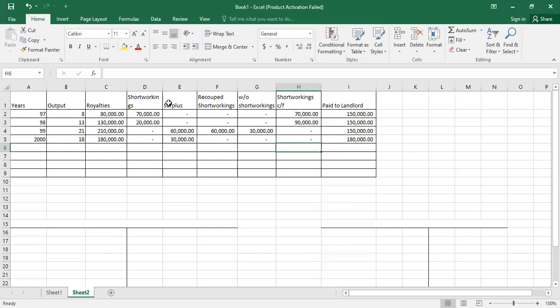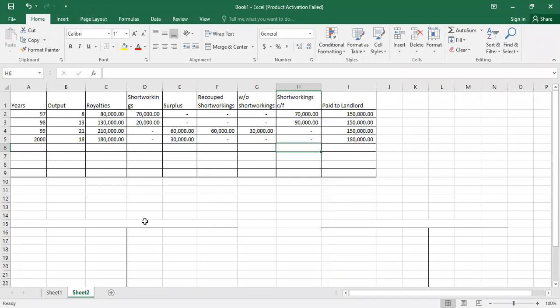So the amount paid to the landlord is decided by the royalties in column 3. If royalties in column 3 is less than minimum rent, then the minimum rent will be paid. Are we there? And the deficit becomes our shortcomings. If the royalties in column 3 is more than the minimum rent, then the amount to be paid shall be short workings recouped. So it's good to notice that's the area that the examiner will be checking. So from there we can generalize.